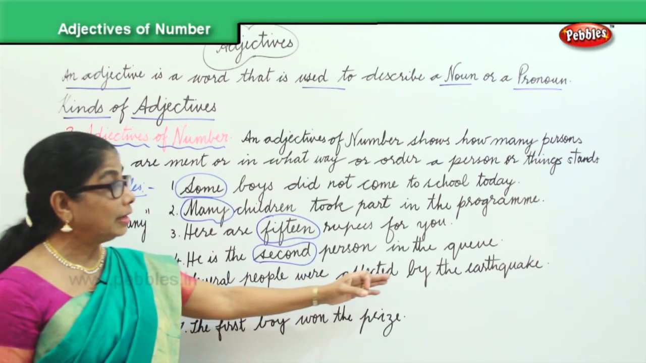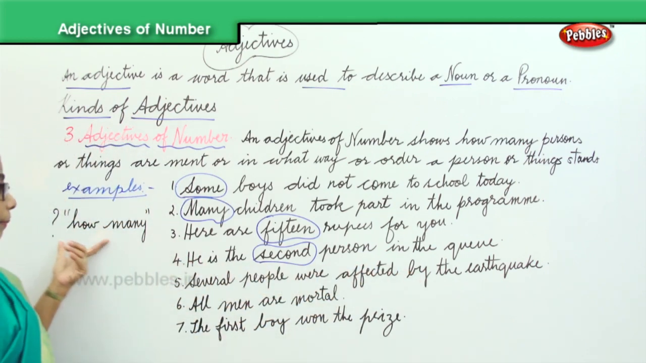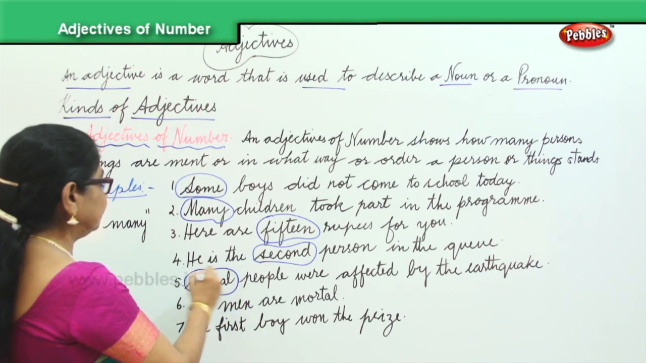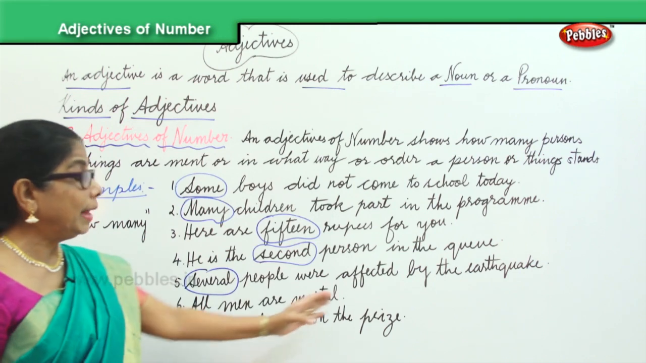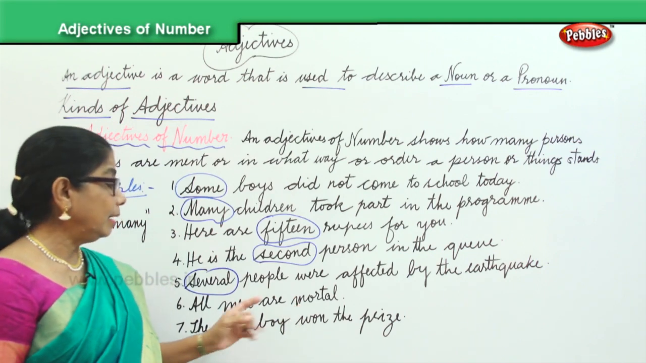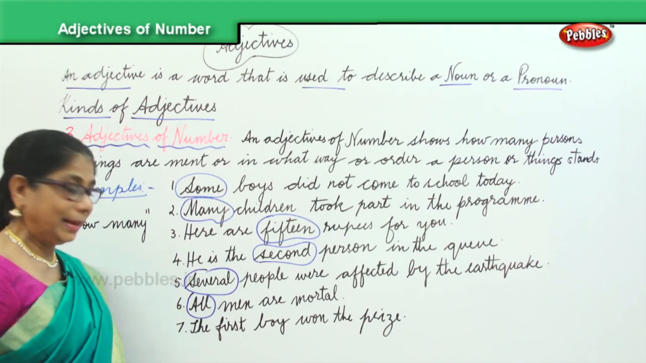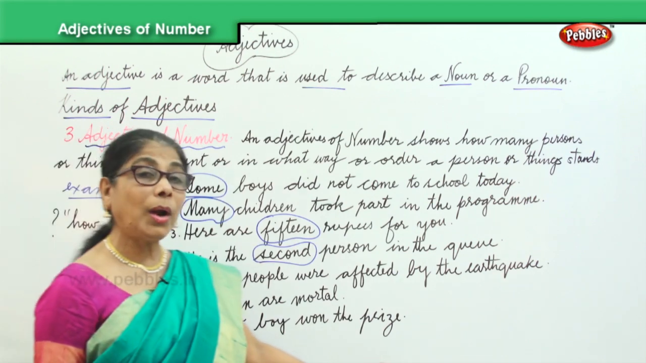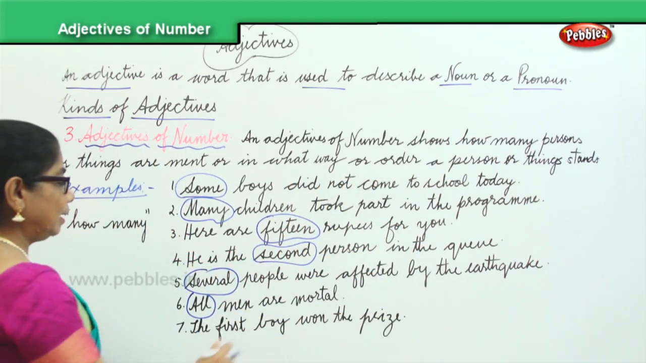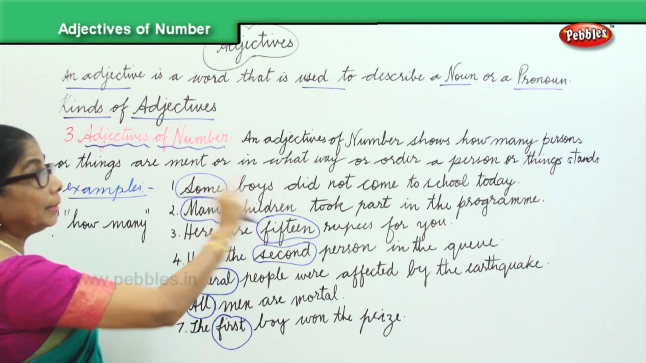Several people were affected by the earthquake. How many people? Several. We have no count. All men are mortal. Whether men, women or children, all men are mortal. How many? All. All men. The first boy won the prize. Again, what way, order of the person? The first. The boy won the prize. What's the order? The first. Answers the question? The order.